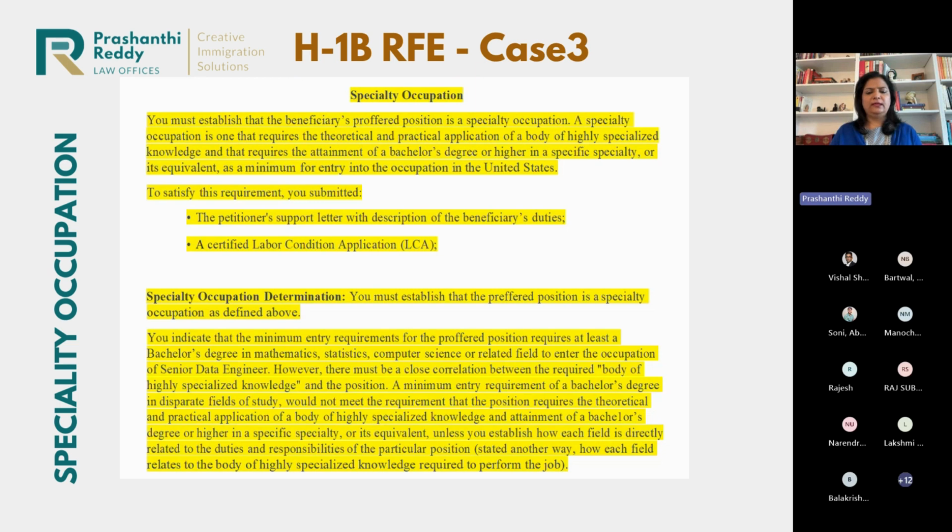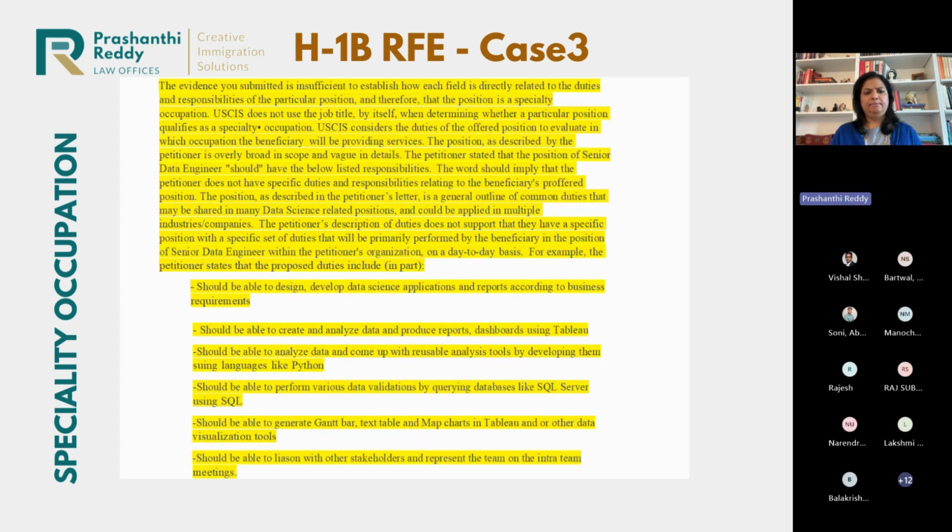So unless you're able to show that each field is specifically related, this may not be a specialty occupation. So we basically submitted a response showing how these fields are quantitative fields and how they're related, and how a lot of the subjects taken in these various fields are similar, by showing all the transcripts in various fields. Next slide. So that was one part of the RFE as to how all these different fields are related.